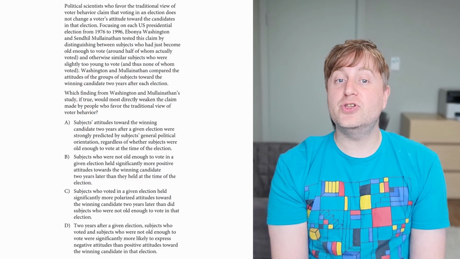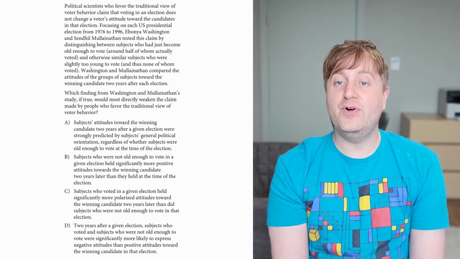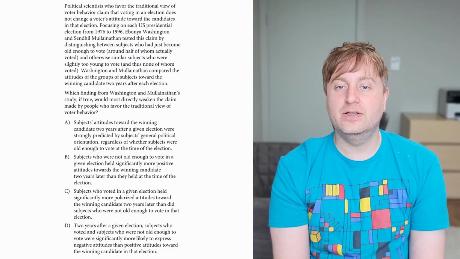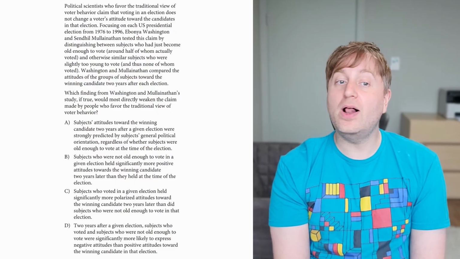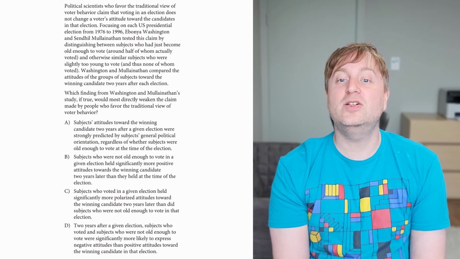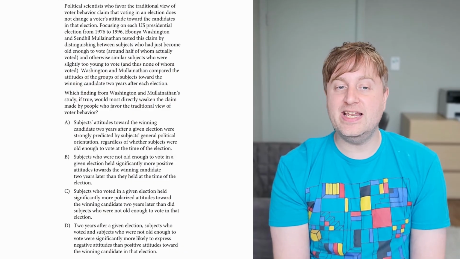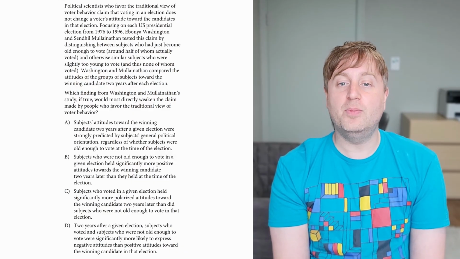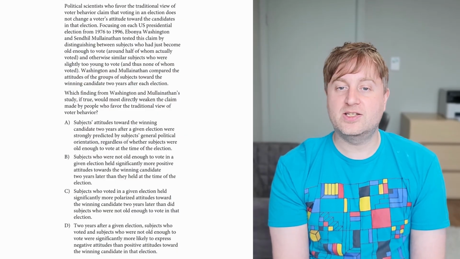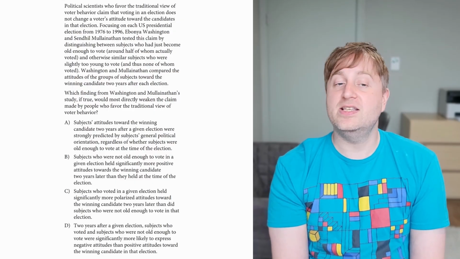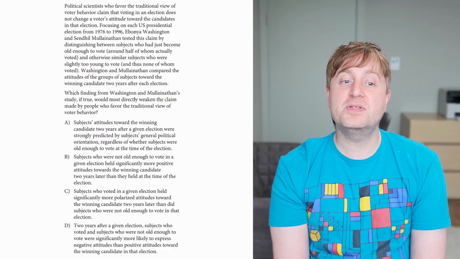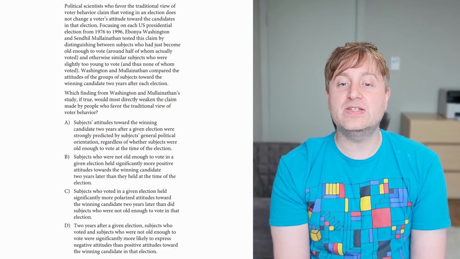Political scientists who favor the traditional view of voter behavior claim that voting in an election does not change a voter's attitude toward the candidates in that election. Focusing on each U.S. presidential election from 1976 to 1996, Abanya Washington and Senthil Mulay-Nathan tested this claim by distinguishing between subjects who had just become old enough to vote, around half of whom actually voted, and otherwise similar subjects who were slightly too young to vote, and thus none of whom voted. Washington and Mulay-Nathan compared the attitudes of the groups of subjects toward the winning candidate 2 years after each election.